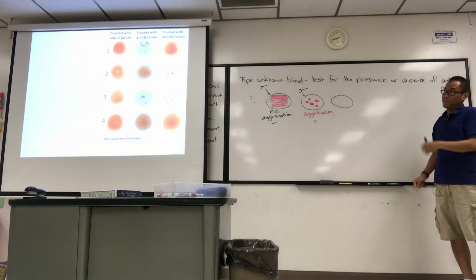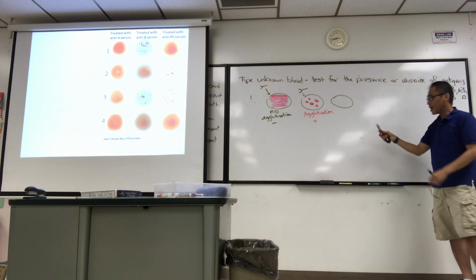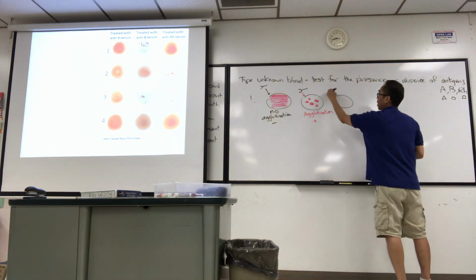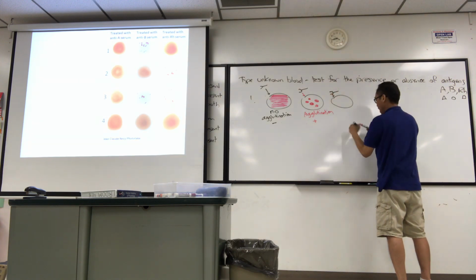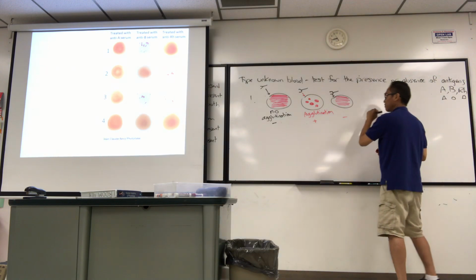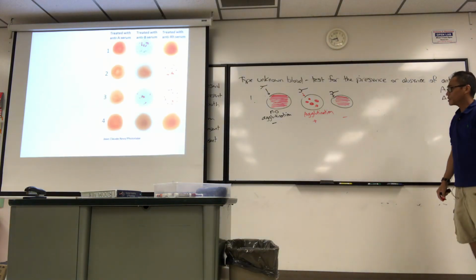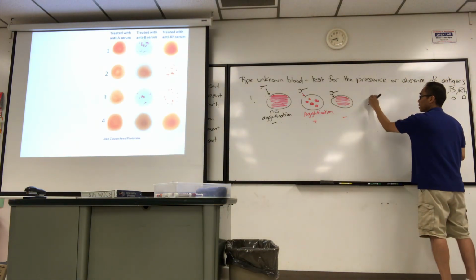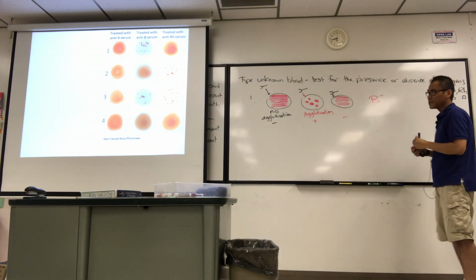So you know they're type B, then you have to do the RH. Added, nothing happens. Negative, no agglutination. So what's the blood type? B negative. Okay, so that's how you do it. So then what's number 2?